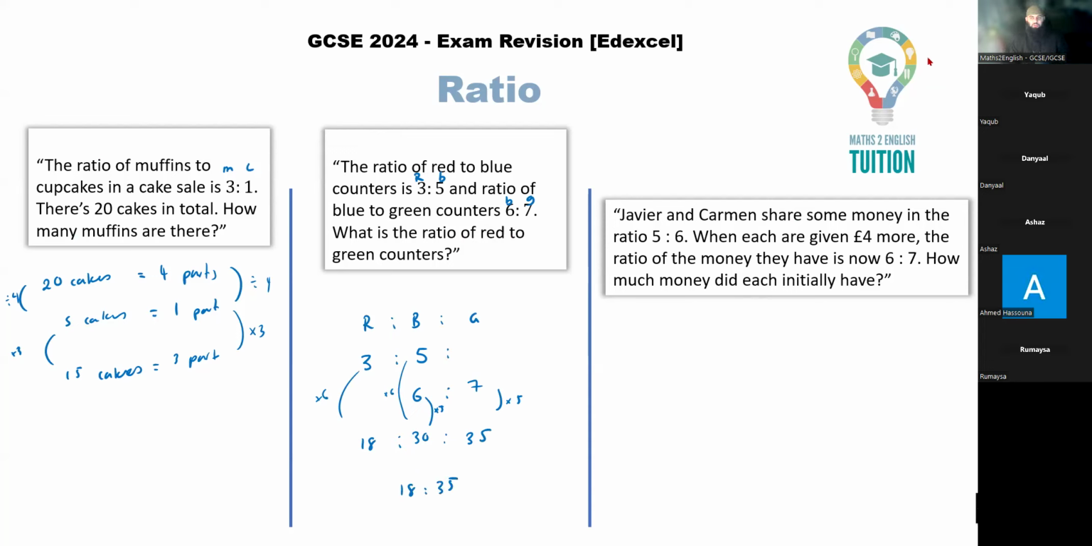Okay, next question. Javi and Carmen share some money in the ratio of 5 and 6. Each is given £4 more. Now the ratio of the money is 6 and 7. How much money did they initially have?